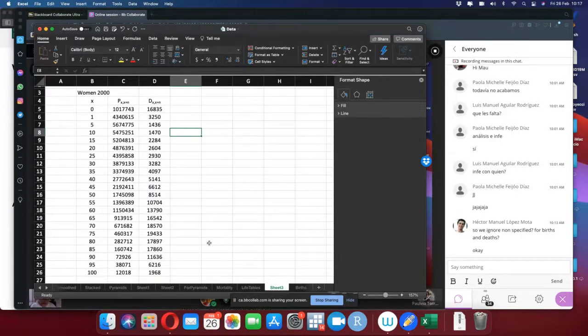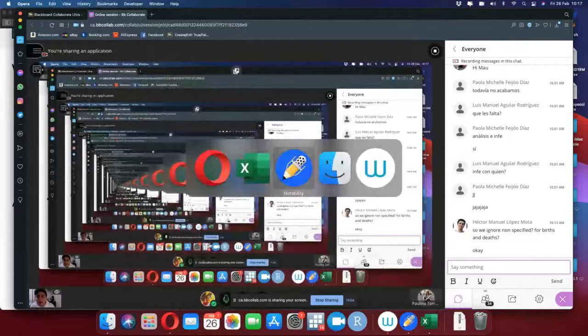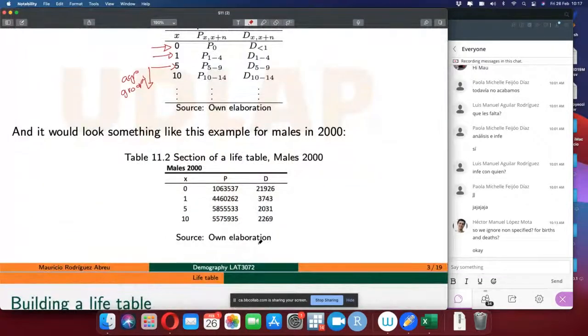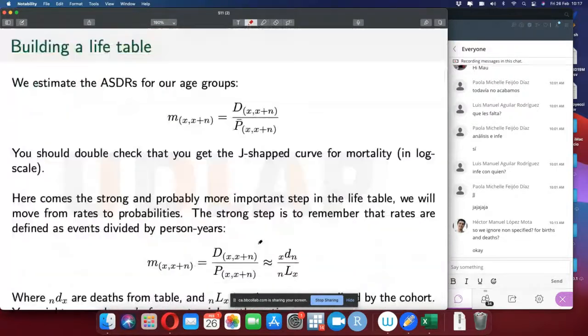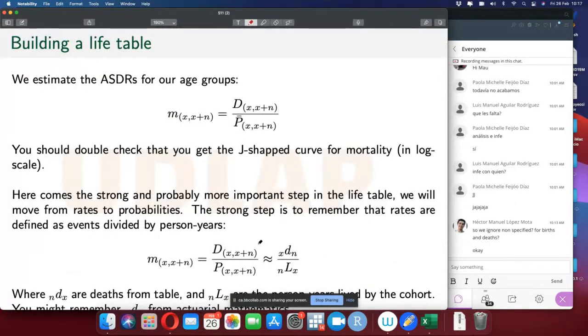Okay, so hopefully you are there with me. Here all the examples I work with are males for 2000, but it is the same thing. Now, let's continue building our life table. This is something that we already estimated for standardization, but we did it for the total population. Now we are going to estimate it for each life table for men or for women for different years. So yes, you will have to build your life tables for all these years.